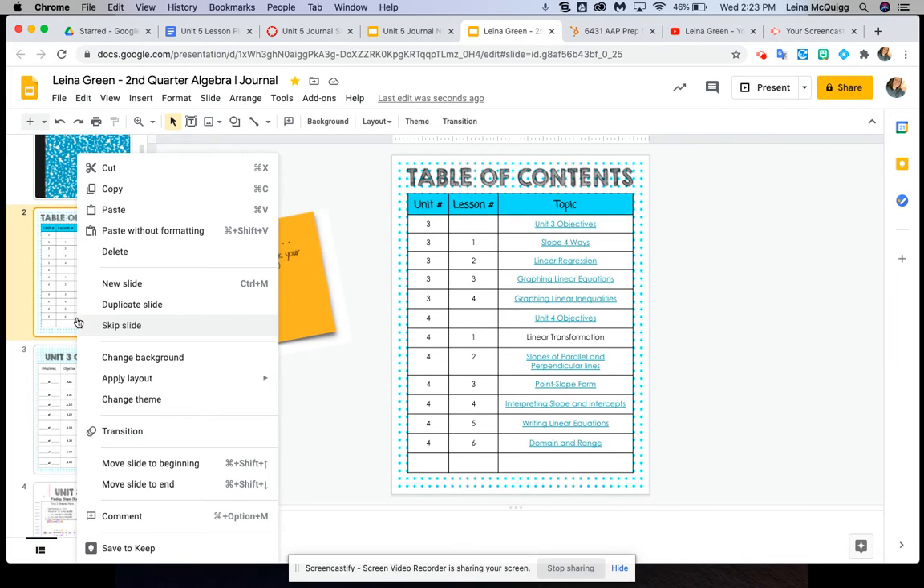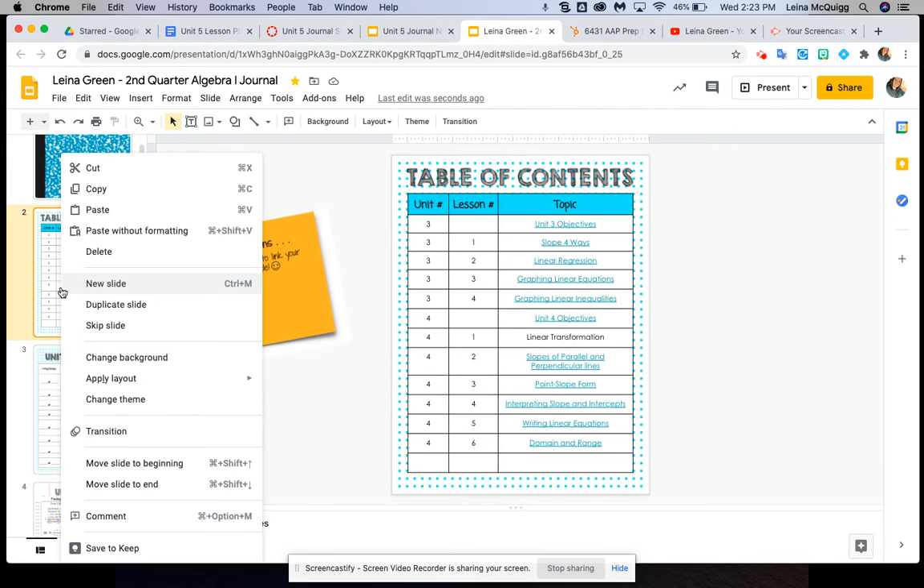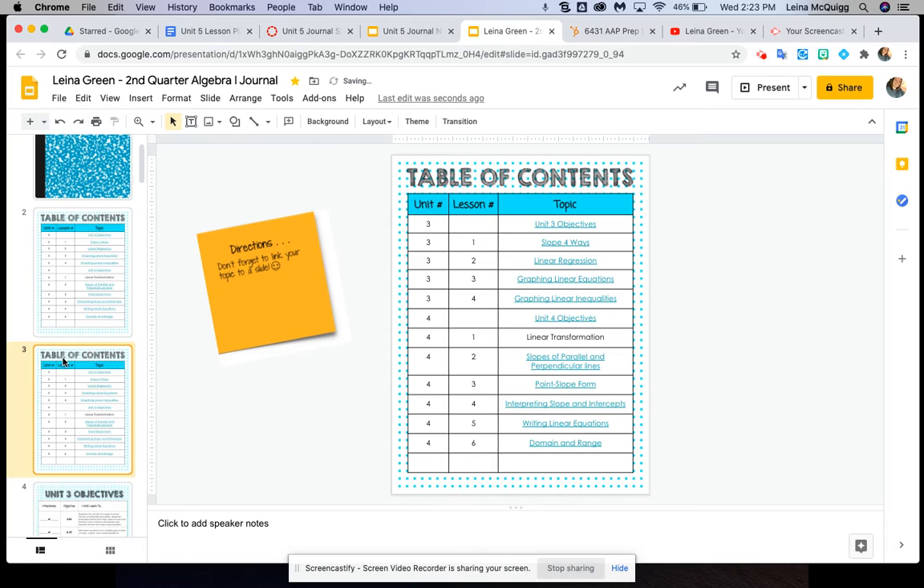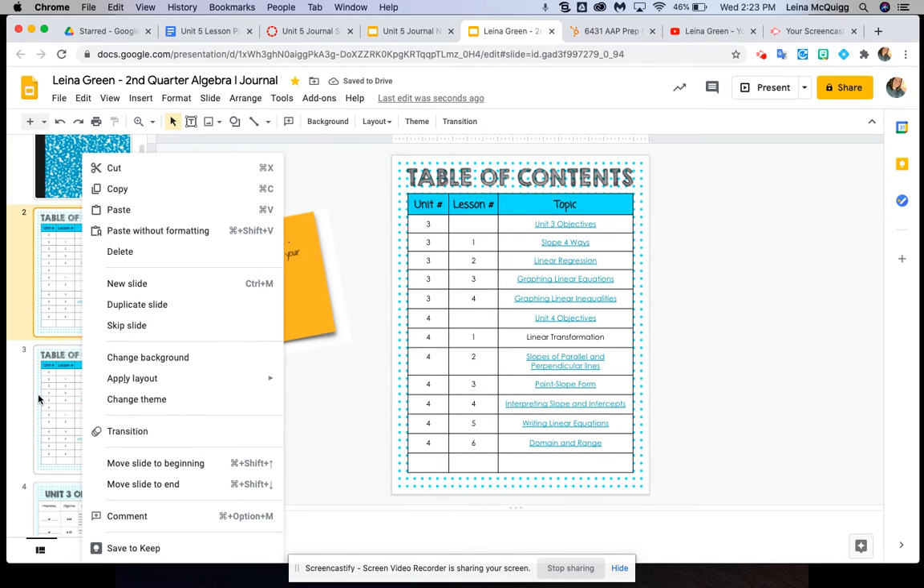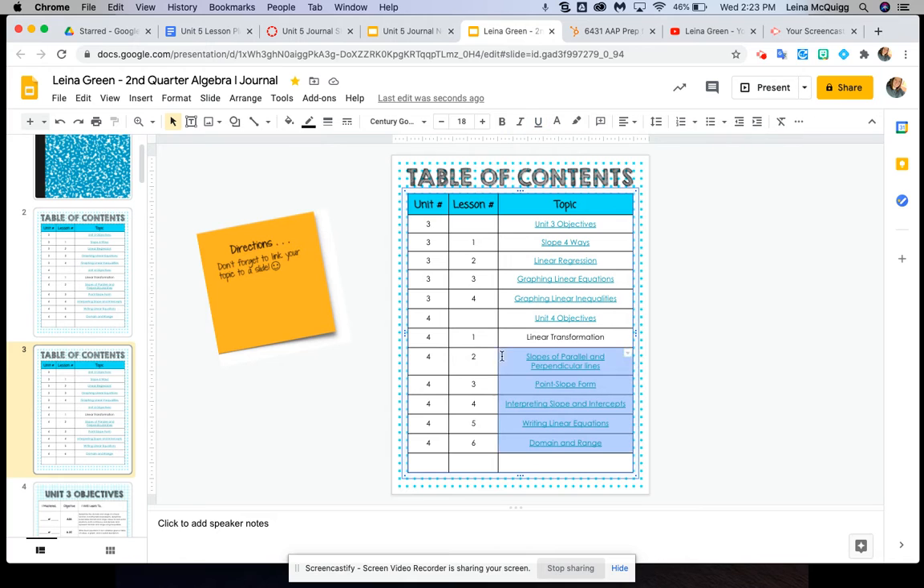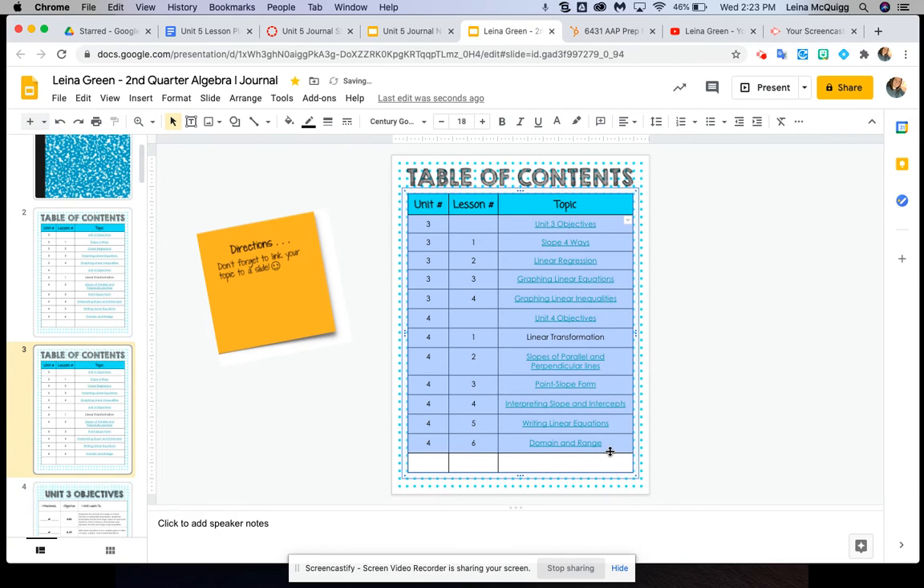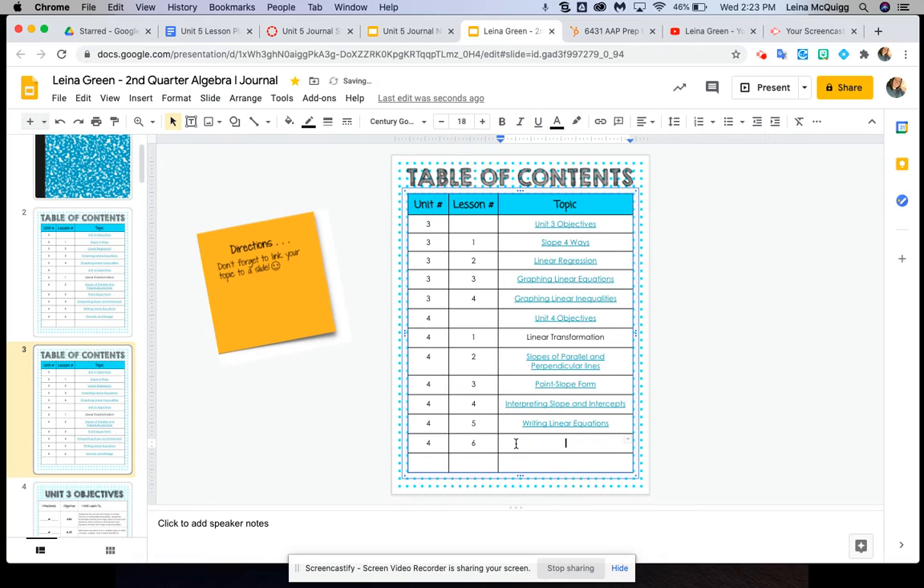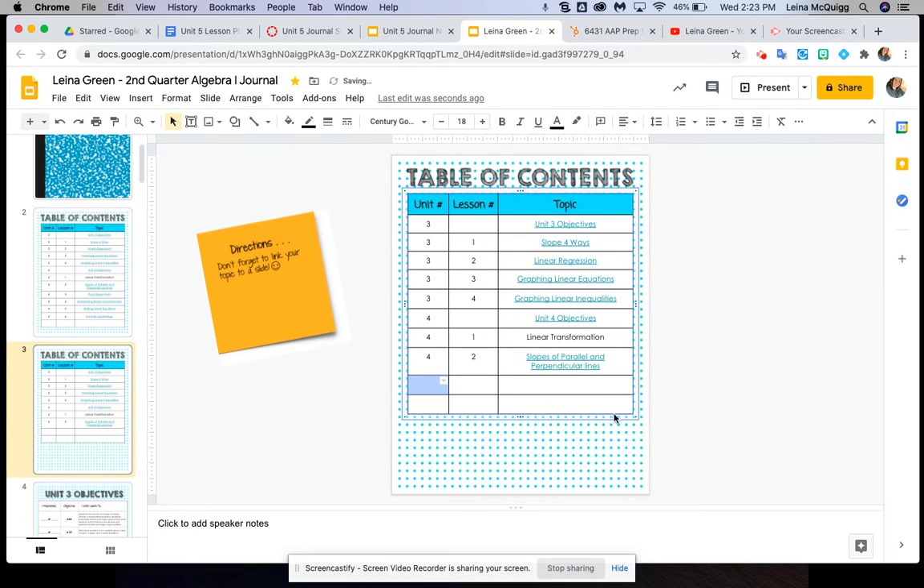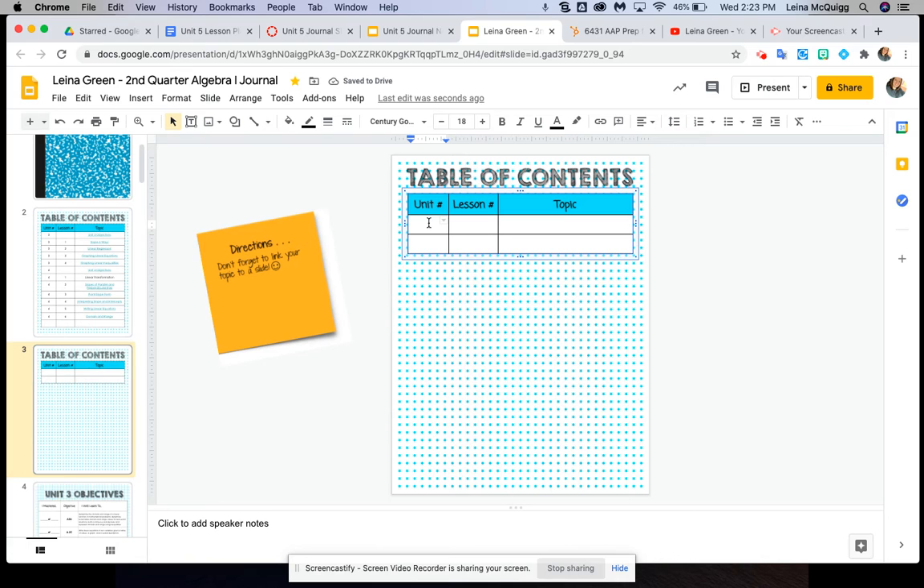We're gonna go ahead and right click on your table of contents and do copy, and right click and paste, or you could have also just clicked duplicate slide. I'm gonna go ahead and just erase out all of this so you can highlight all your cells and just click delete. Oh, don't do delete. Maybe backspace. Okay. Well, I'm going to go ahead and delete because I don't want to sit here and backspace all of these out. You can do that too. I guess that's fine.